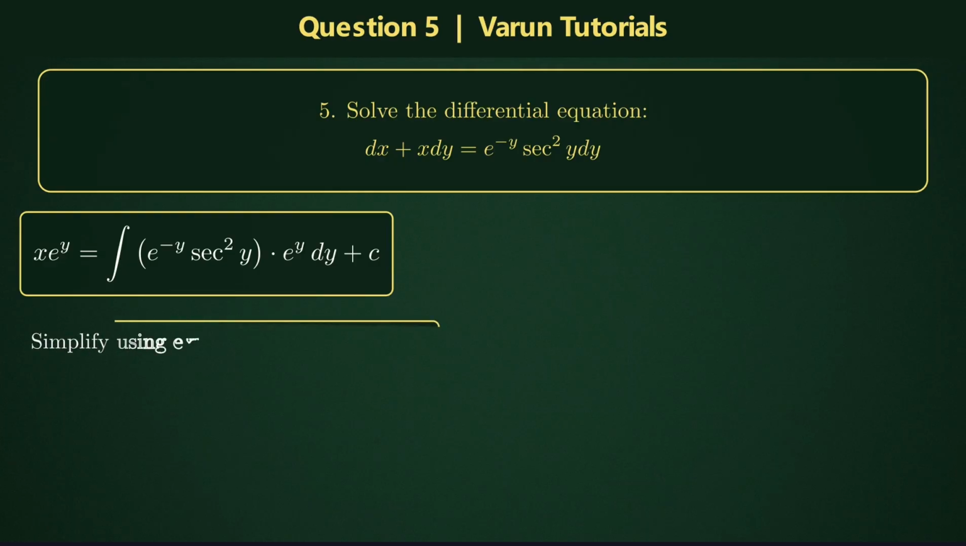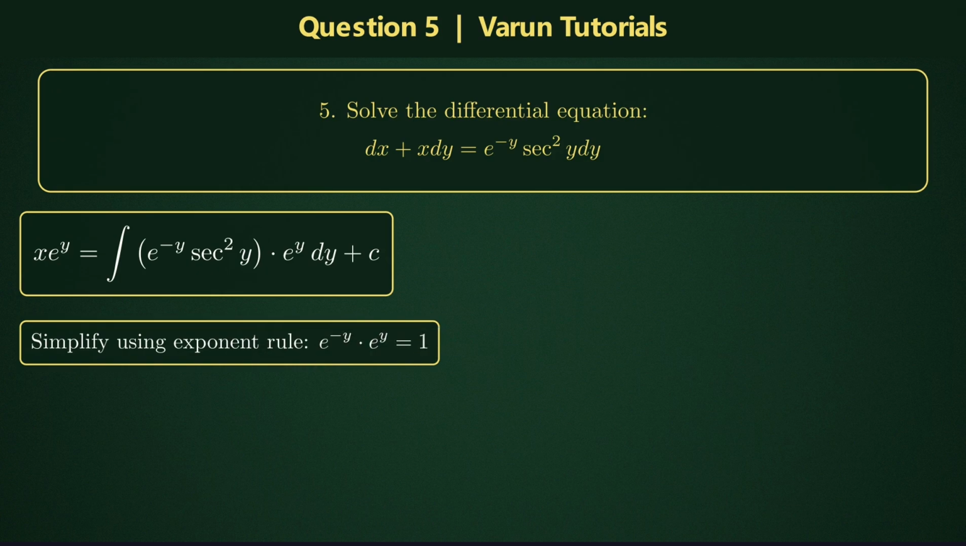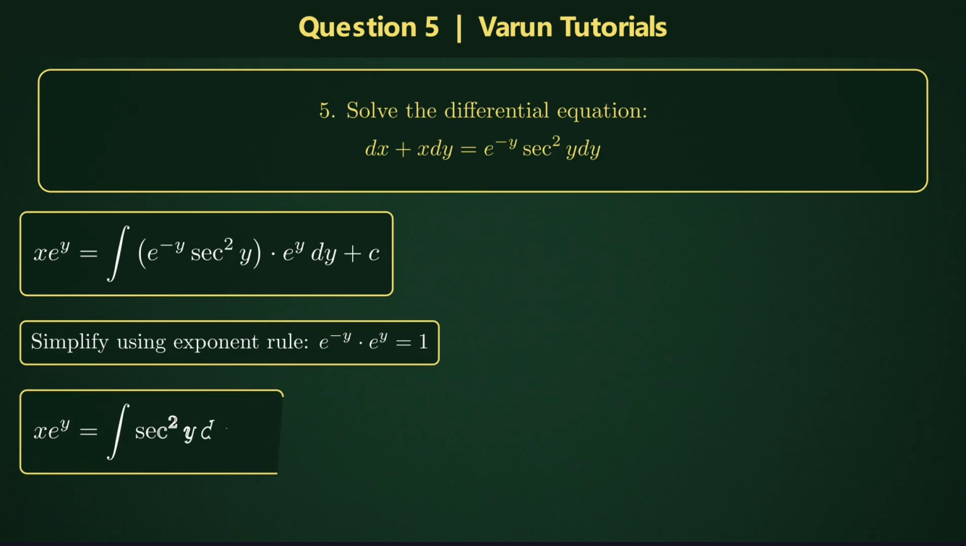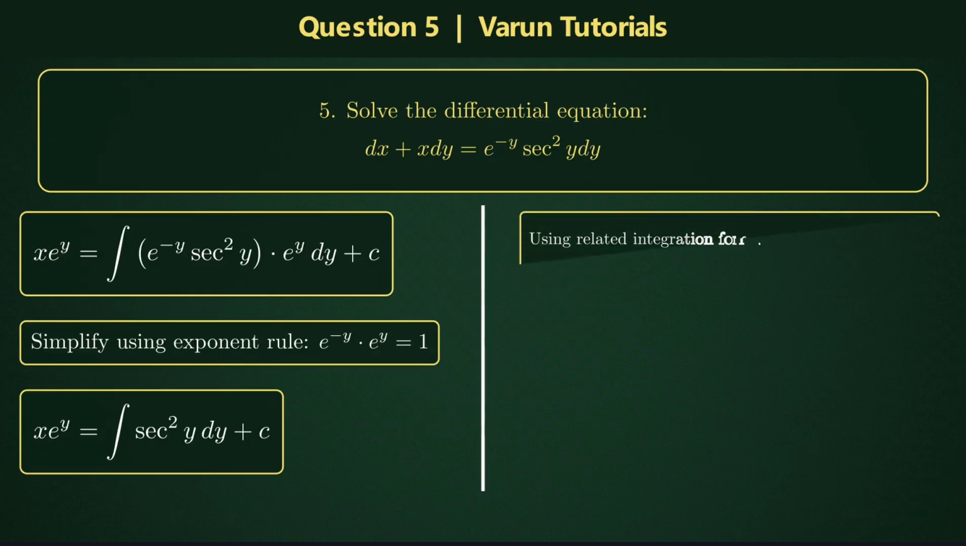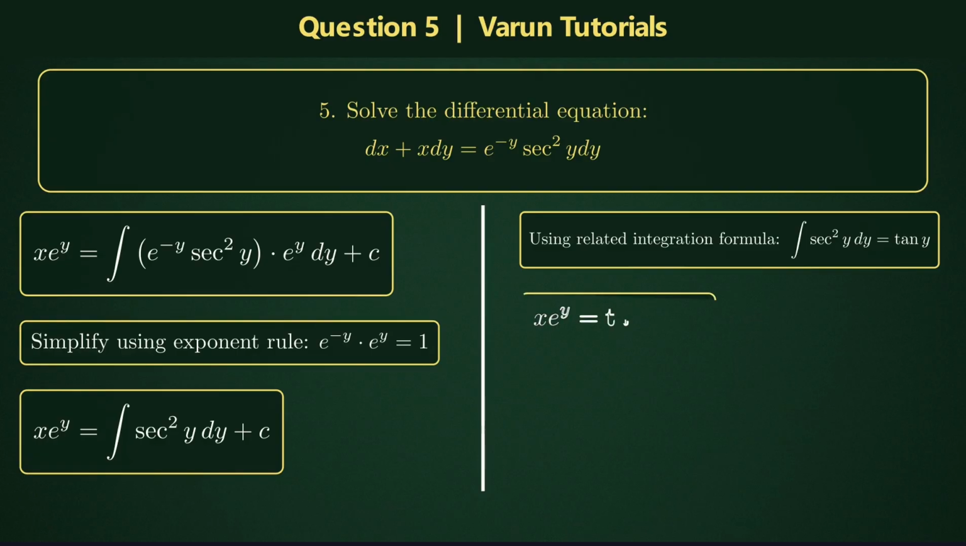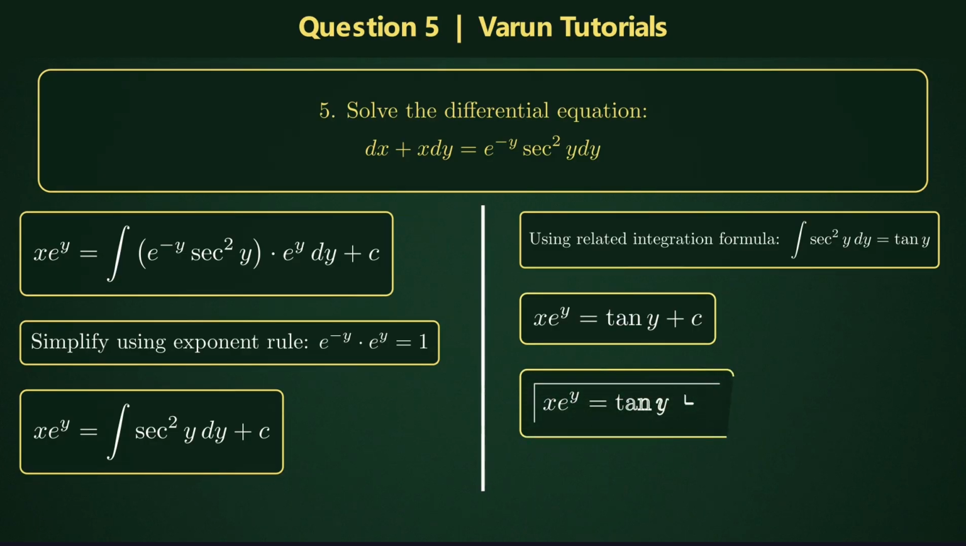Using exponent rules, e to the minus y times e to the y simplifies to e to the 0, which is 1. This simplifies the integrand directly to the integral of secant squared of y, dy, plus c. Let's recall the related standard integration formula where the integral of secant squared of y is tangent of y. Evaluating the integral yields our required general solution, x times e to the y, equals tangent of y plus c. Here is the final answer highlighted in the box.